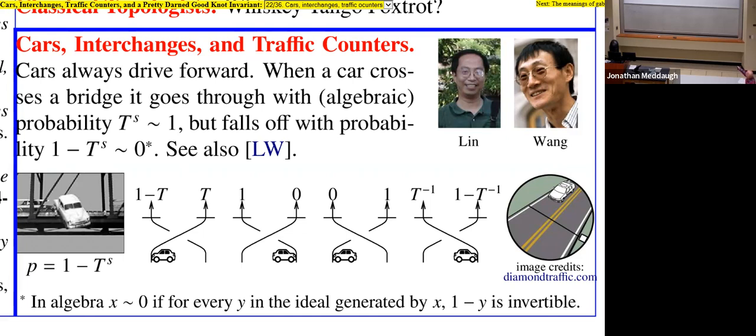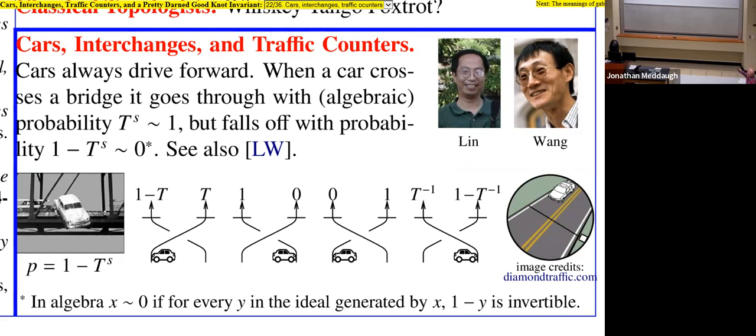And I've put here a traffic counter. A traffic counter is these pieces of wire that authorities put on the road to count how much traffic goes through. So if the traffic counter is placed here, it counts one. And if it's placed here, it counts zero, okay? However, if I start on the upper strand and I place a traffic counter here, it will measure one minus t. And if I put the traffic counter on the right, it will measure t, okay?